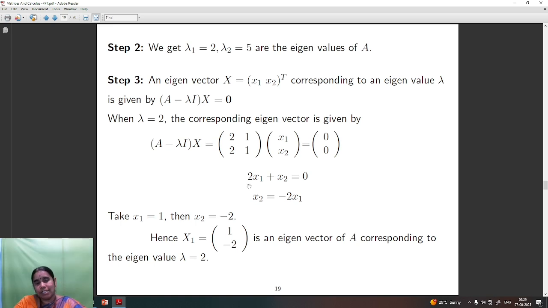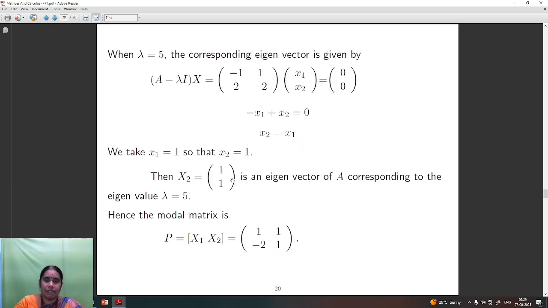In the same way, we have to calculate the eigenvector for lambda equal to 5. For lambda equal to 5, the corresponding eigenvector is given by A minus lambda I into x equal to 0. On the same thing, the A minus lambda I matrix becomes this, that into x1, x2 equal to 0. On solving this equation, we just get two equations. More or less, they both are the same. By substituting x1 equal to 1, we get x2 equal to 1. So, we get the second eigenvector as 1 and 1.